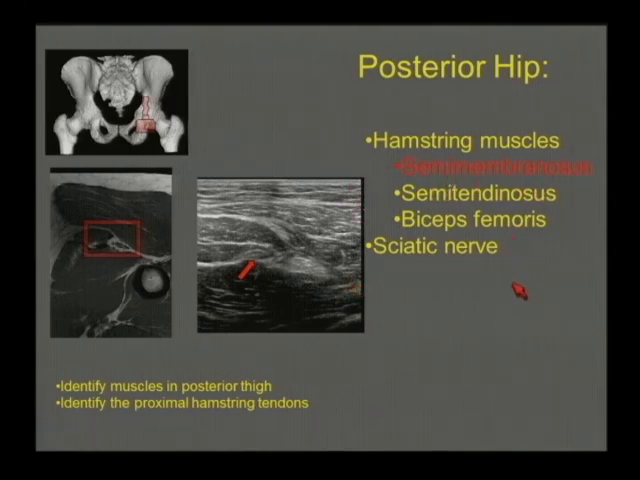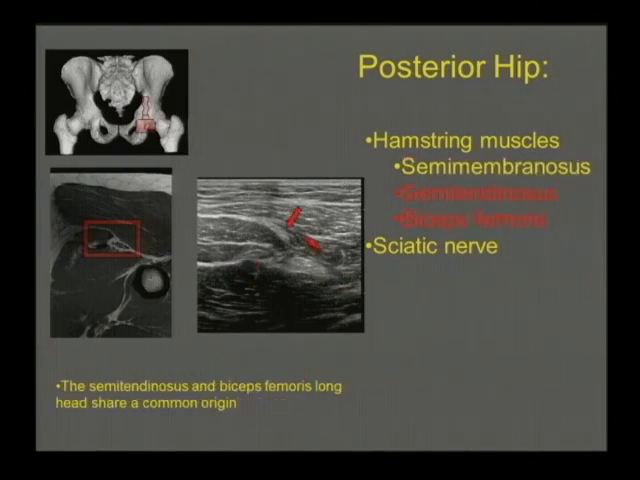Semimembranosus again has its own tendon origin. As you follow it distally, it stays as a well-defined tendon quite a ways into the posterior thigh. Eventually you start to see a few muscle fibers coming off the lateral margin of the tendon, and by the time you're down near the knee, it's a large muscular structure.